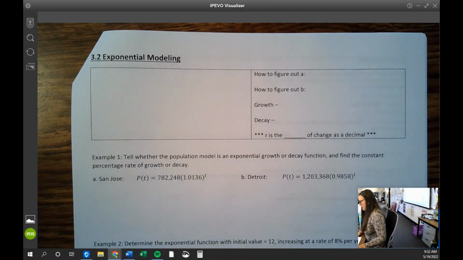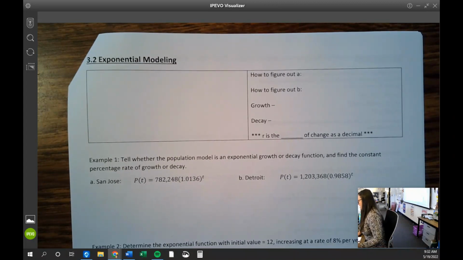So, exponential modeling. This should hopefully be a pretty quick lesson here. Essentially, what's going to happen is we are going to have some sort of scenario, and we have to be able to write an exponential function based on the scenario.